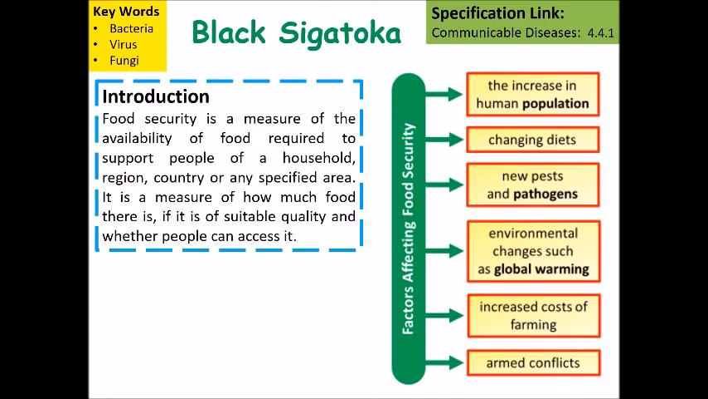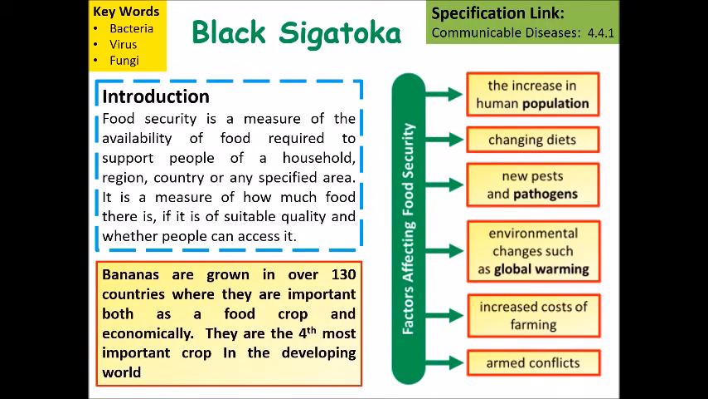What we're going to do is look at a bit of a case study of Black Sigatoka, and we're going to think about it in terms of food security. Just to remind you, food security is a measure of the availability of food required to support the people of a household, region or country of a specific area. It is a measure of how much food there is and if there is a suitable quantity for the people that are living there.